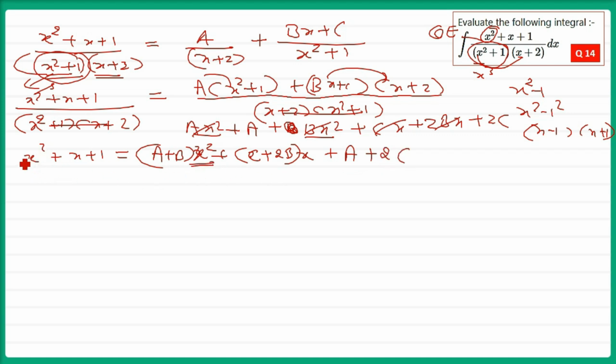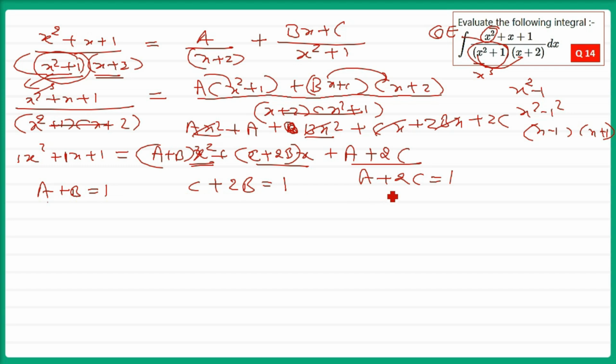We have to equate the coefficients. So x square has a coefficient 1 on the left, and a plus b on the right. So a plus b will be equal to 1, c plus 2b with the same logic equals 1, and a plus 2c with the same logic will become 1. So if you are able to solve these three equations, you will get A, B and C.